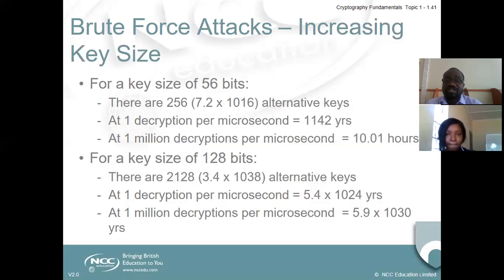So there are a lot of keys in 128 bits. You can come up with a lot of keys, not just one key, but many different types of keys. At 1 decryption per microsecond, it is 5.4 × 10^24 years, a lot of years. At 1 million decryptions per microsecond, it is 5.9 × 10^30 years.